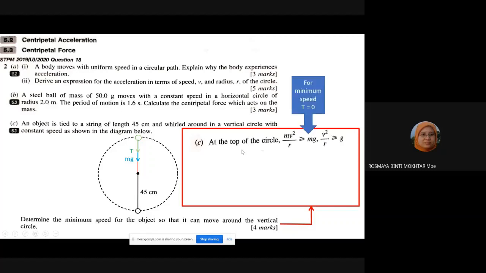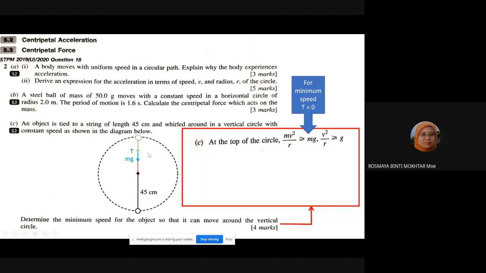From F equals, we use mv squared per r because we are going to determine v. Angular velocity is not given, so the suitable centripetal force is mv squared per r. So mv squared per r, the centripetal force, is provided by mg plus T. The question wants only the minimum speed, so for the minimum speed, T equals 0.